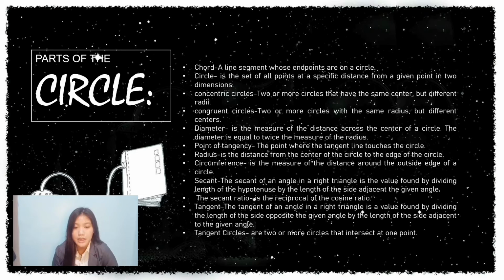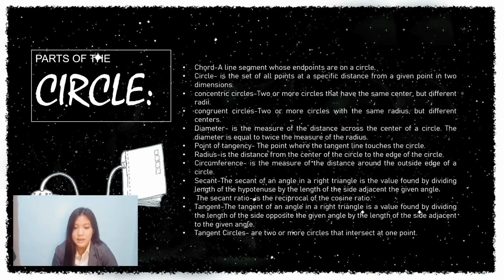For the diameter, it is the measure of the distance across the center of a circle. The diameter is equal to twice the measure of the radius. For the point of tangency, it is the point where the tangent line touches the circle. The radius is the distance from the center of the circle to the edge of the circle. The circumference is a measure of the distance around the outside edge of a circle.